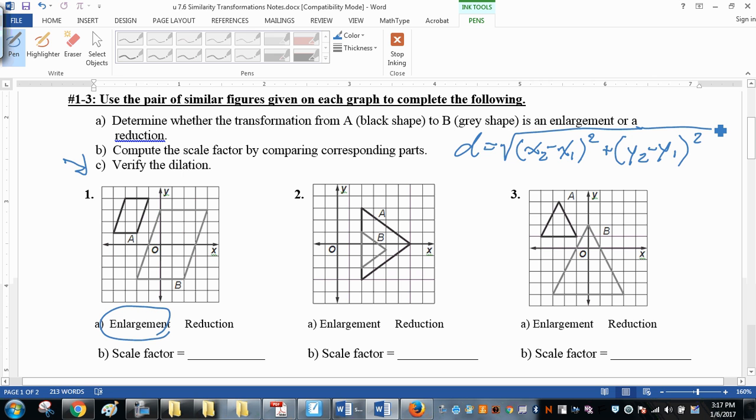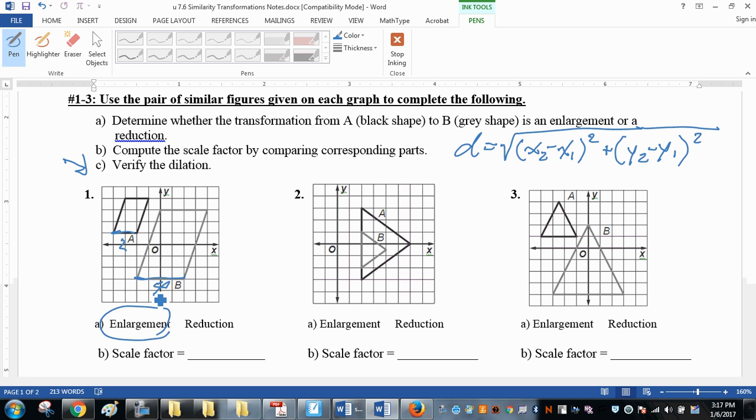But if you notice, all these figures have sides that are either horizontal or vertical. If we have sides that are horizontal or vertical, we don't need to use the distance formula because we can simply count. Look at this side right there, 2 units, 1, 2. Look at this side right there, 1, 2, 3, 4 units. So to figure out our scale factor, we're just asking, what do we have to multiply 2 by to get 4? That's pretty obvious, right?